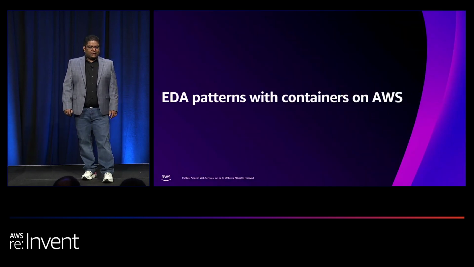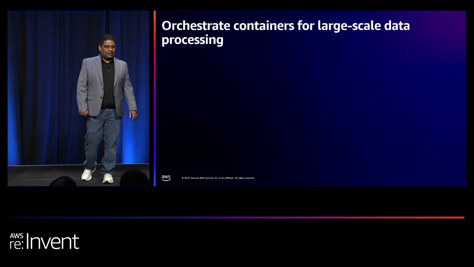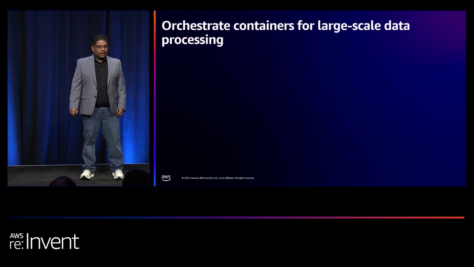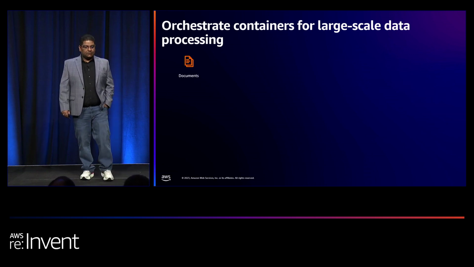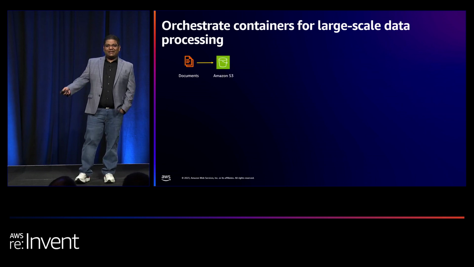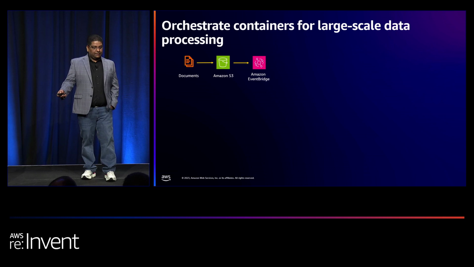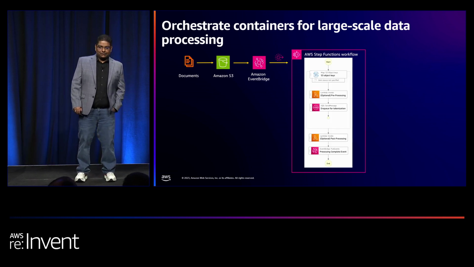Now let's look at some of the EDA patterns with containers on AWS. We have covered some of them, but let's look at more ones. So how can you orchestrate containers for large-scale data processing? Let's say you have documents that get uploaded to an S3 bucket that creates an event called object created event, and that goes to EventBridge, and we have Step Functions as a target.